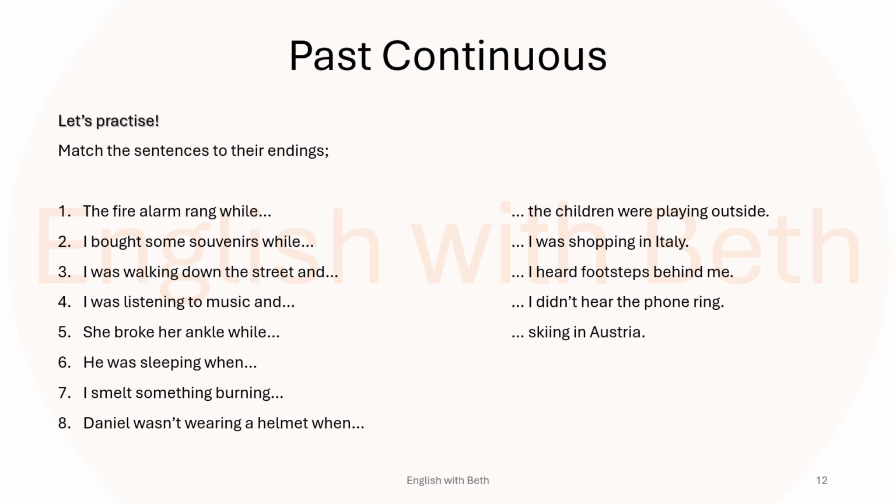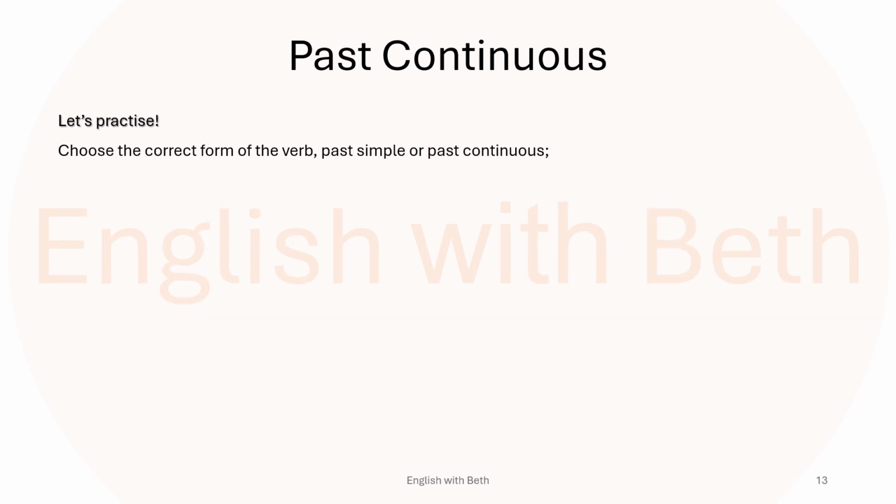Number 6, he was sleeping when I arrived. Number 7, I smelt something burning when she was cooking dinner. And number 8, Daniel wasn't wearing a helmet when he fell off his bike and hurt his head. Well done if you got all of those correct. Let's practice now choosing the correct form of the verb, past simple or past continuous.